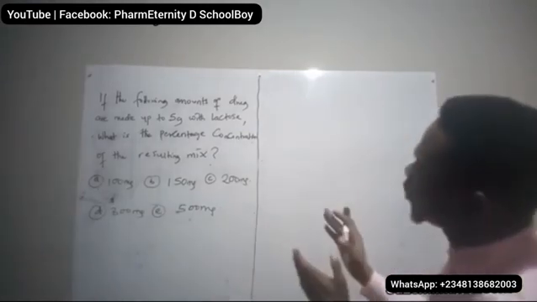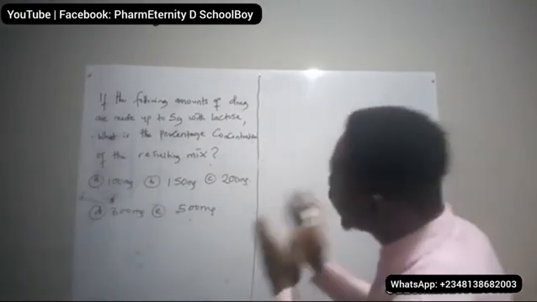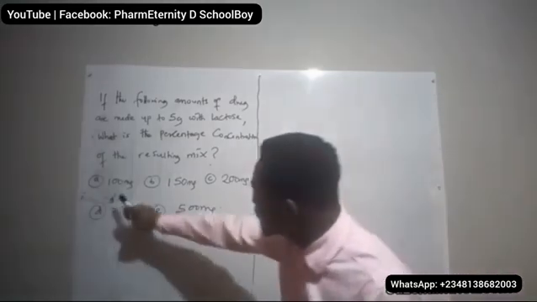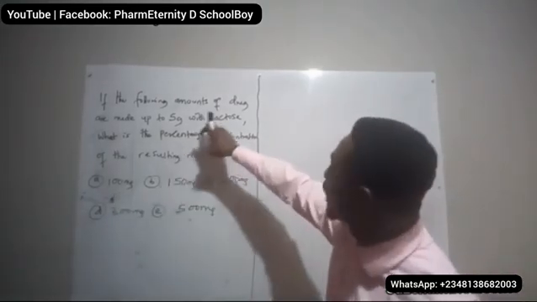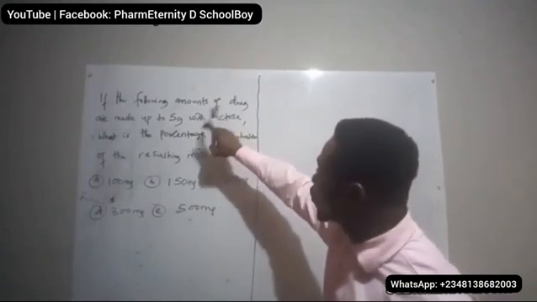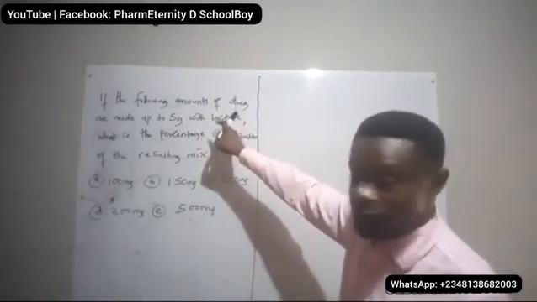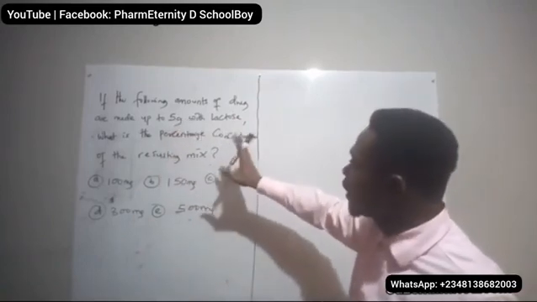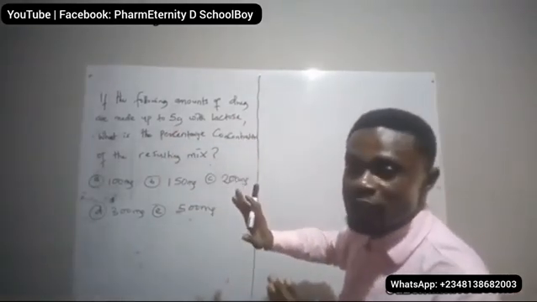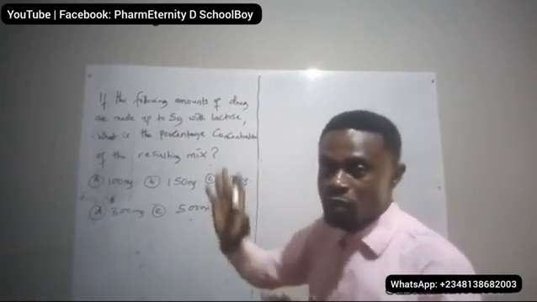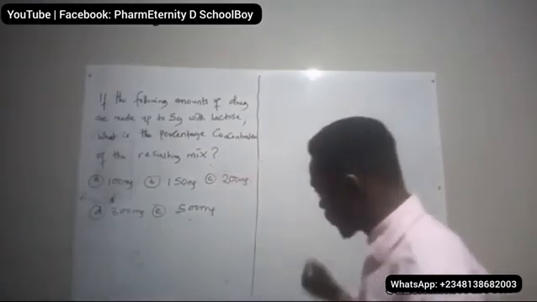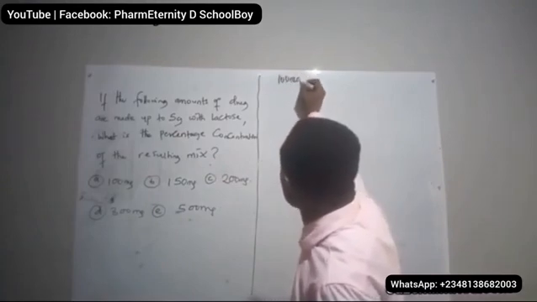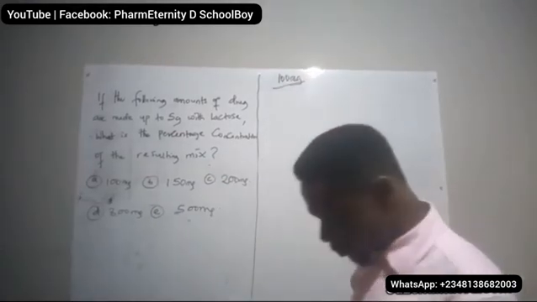If you look at this question, this is a case of weight in weight, because the ingredient in question is in milligram and is being diluted with lactose, which is also a weight, even though it's 5 grams. At the end, it's now a case of weight in weight. Now let's calculate for 100 milligram.